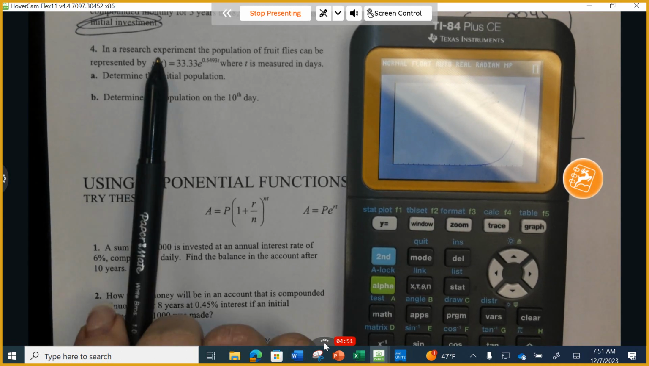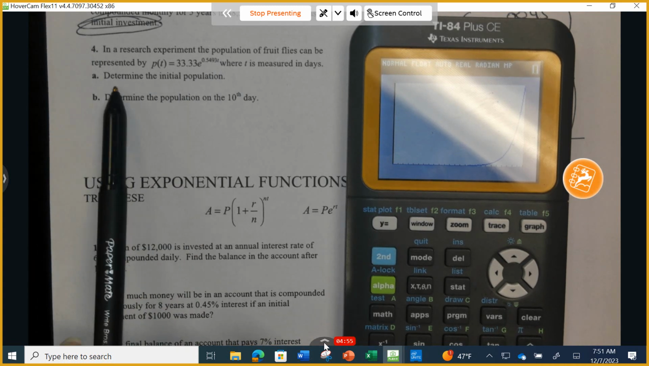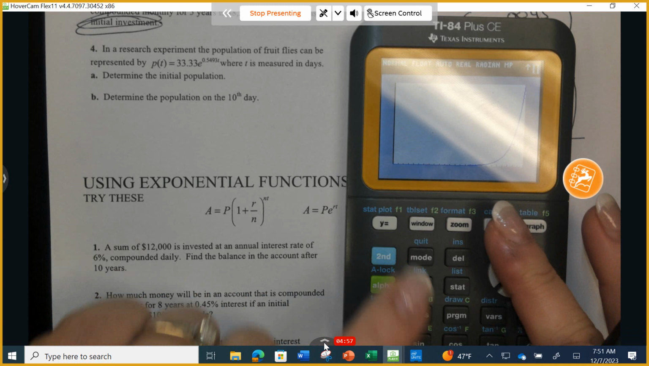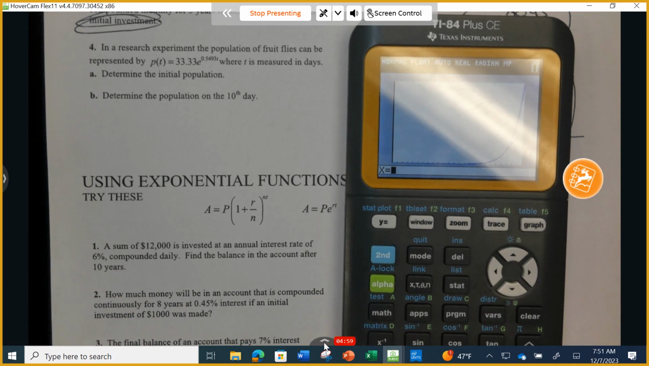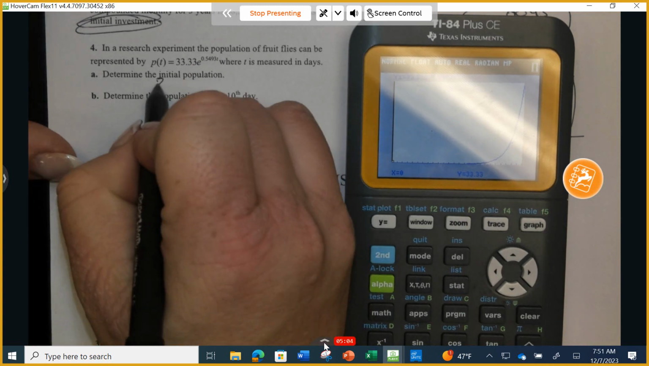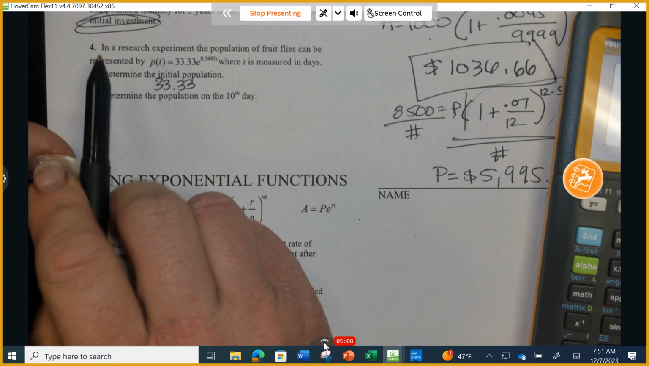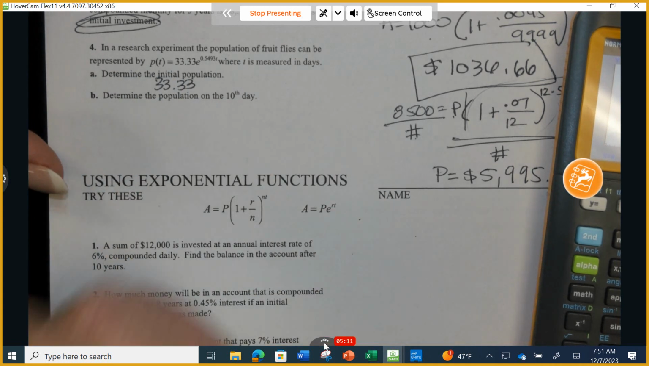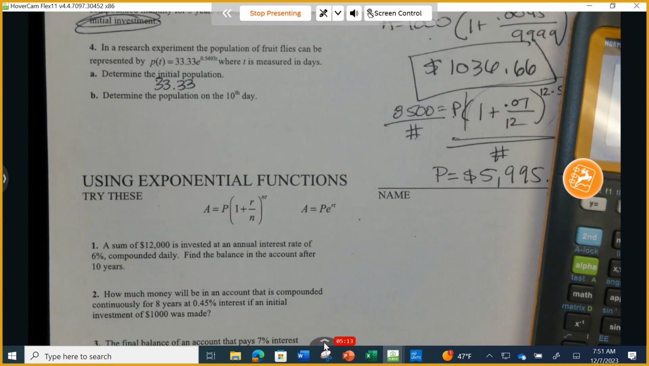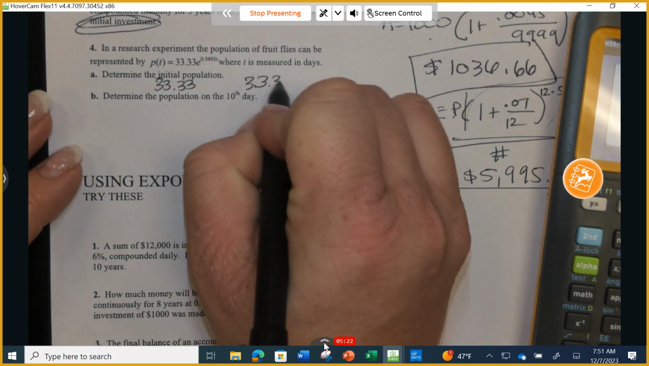Now, bless you, this represents the population of fruit flies represented by this function. Let's determine the initial population. So if we go second trace and we hit value, we can see this is the initial population. It's always represented by this first number. But here's what we have to go back and read. The initial population, okay, so there we go. We have 33.333. But let's see how he wants us to exactly round this. Give me 1 second to see how he wants us to round. He wants us to leave it like this, so 33.3 repeating.